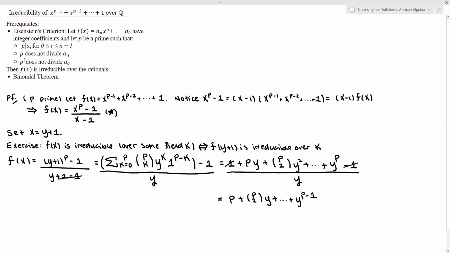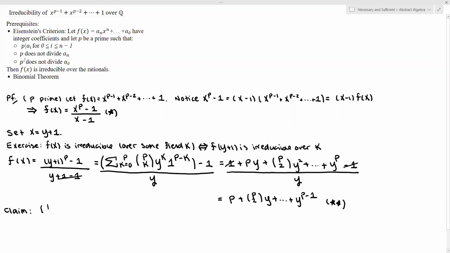Taking inventory of what we've done so far, we've said f of x is the same thing as substituting in y plus 1. And out of this, we get p plus p choose 2 y, blah, blah, blah. And if we can show that this is irreducible, then by the exercise, we're done. Irreducible over Q, of course. So the last piece that we need is a claim.